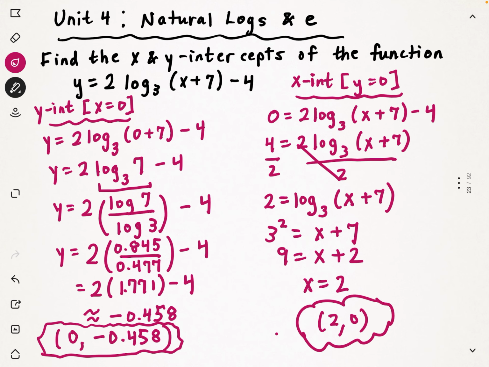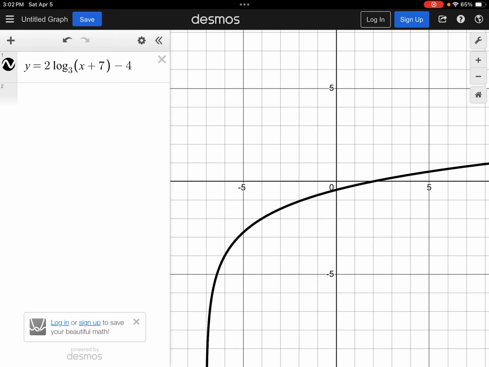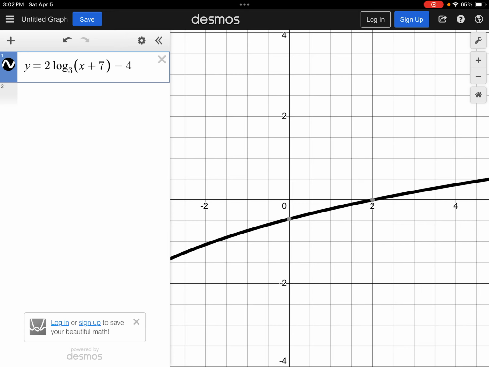And if you didn't have an answer key available, what you could do is go on to Desmos and take a look at what the graph looks like, and then you could just click on the x and the y-intercepts, and you can see that this just verifies your work.